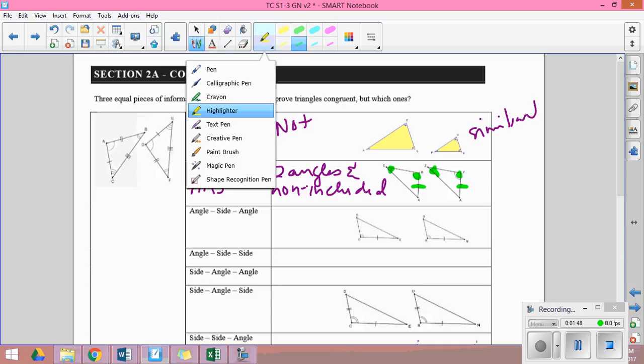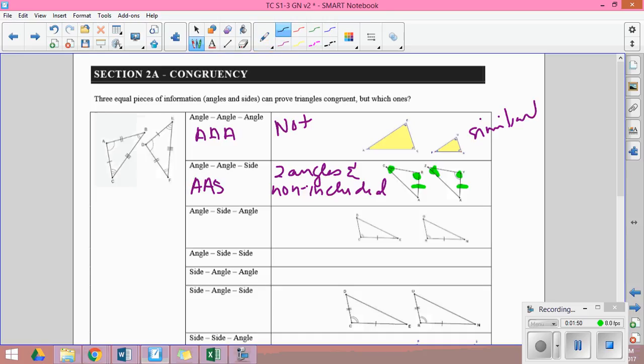You could also get angle, angle, side if your picture had this angle and that angle, those two are congruent, and you had this side. Notice it's not this one because that would be between the 2 angles. That's a different theorem, which we're going to talk about next.